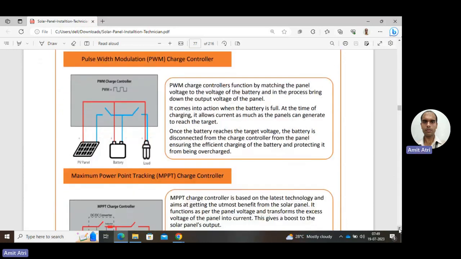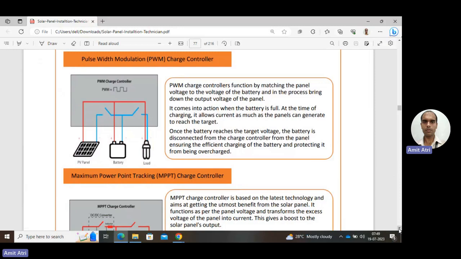Pulse width modulation charge controller. A PWM charge controller functions by matching the panel voltage to the voltage of the battery, and in the process brings down the output voltage of the panel. The pulse width modulation matches the voltage of the battery and the panel. Then it comes into action when the battery is fully charged. Now overcharging should not happen.